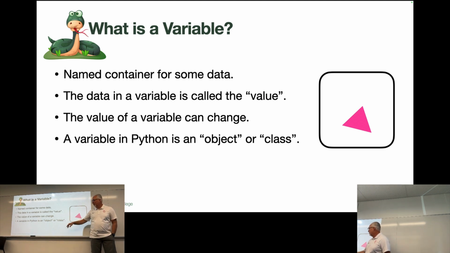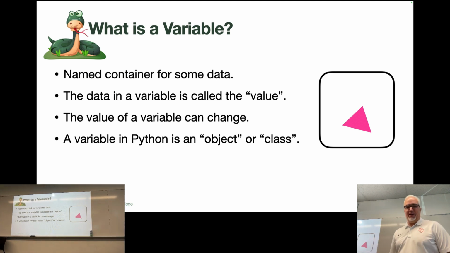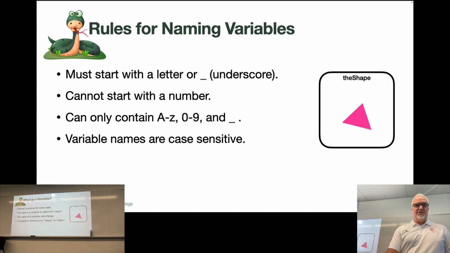In Python, it's important to note, not for now, but for later, that a variable is an object or a class. This allows you to do some things with variables that you can't do in other languages. What can you do with variables? Don't worry about it right now. We'll get to that later. That's a more advanced topic, but I will make reference back to this at some point in the class.